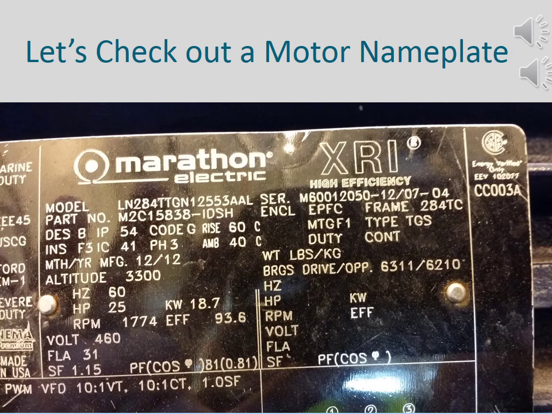We can see that this motor is running at 1,774 revolutions per minute. If we go to replace a motor, why is speed important? Think of something we might put a new motor on. Why would you be worried about the speed?